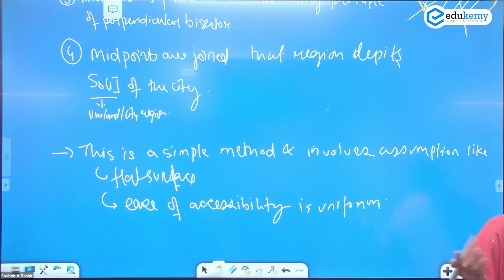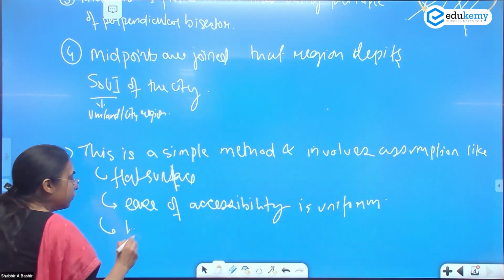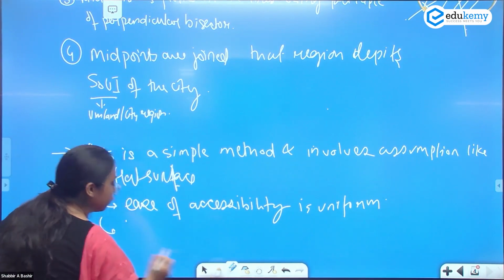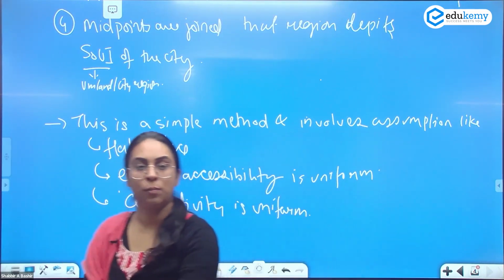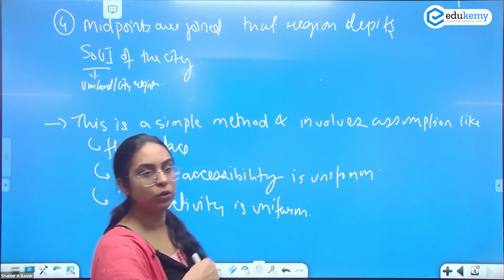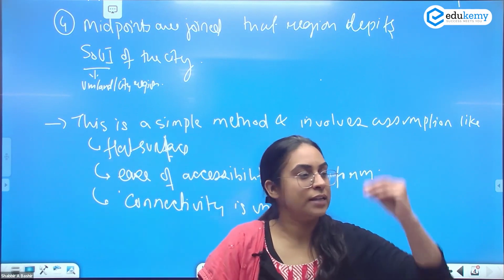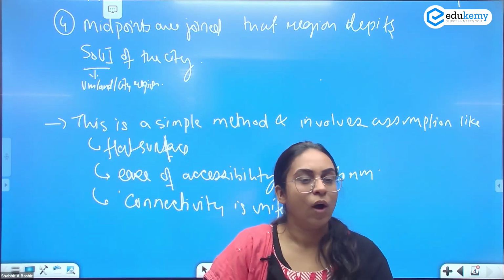So we are assuming flat surface. We are assuming ease of accessibility. Better connectivity. That the connectivity is uniform. Suppose you are in Karol Bagh. Now you have two choices, either to go to Gurgaon or to go to Noida. Both of them nearly same distance. Okay. What would you prefer?